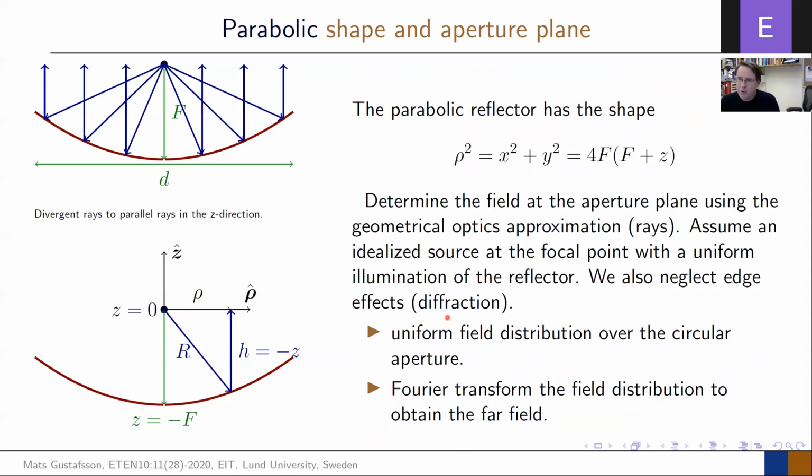So that is one of the properties that we have. And that means that what we get out of this parabolic reflector is really some almost uniform field distribution over a large circular aperture. And then we take the Fourier transform of this and we get the far field. And this can now be a very, very large aperture that sits there.